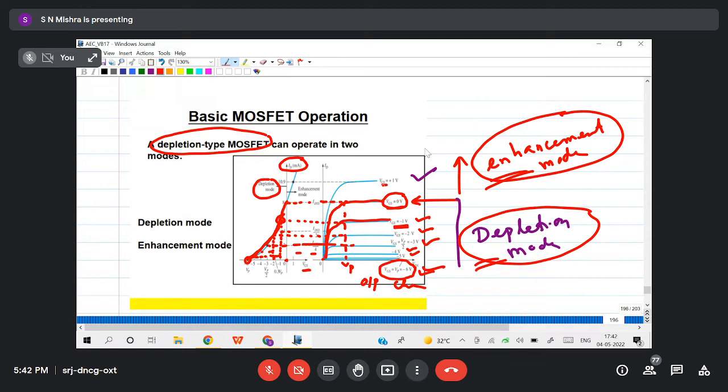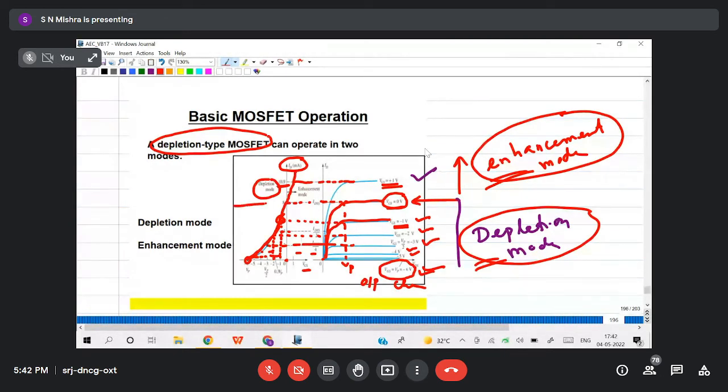Similarly, if you take VGS positive, then you have to extend here. So around 10.9 it is given here. This is for a hypothetical situation. Depending upon the type, you can increase or decrease. So you'll join here, then you'll get enhancement mode operation.